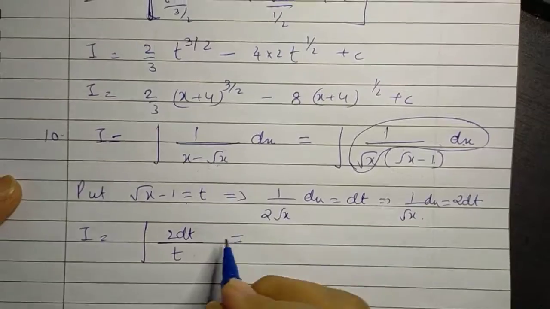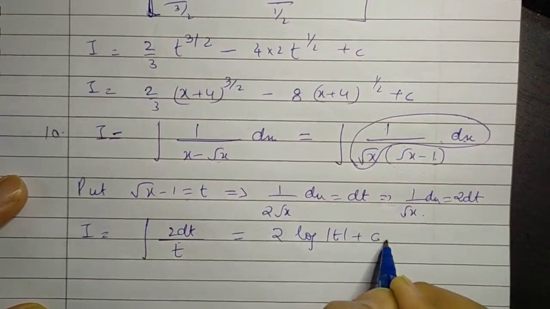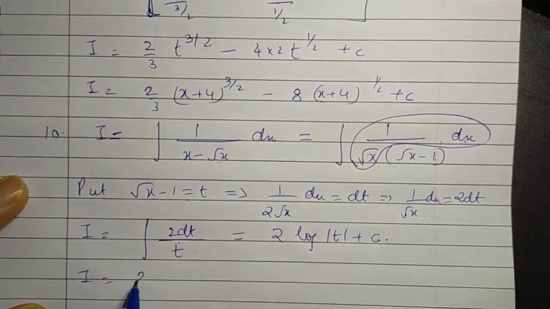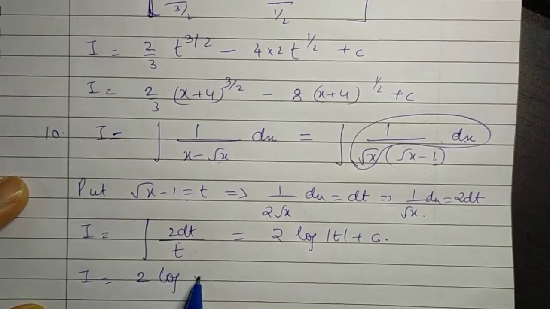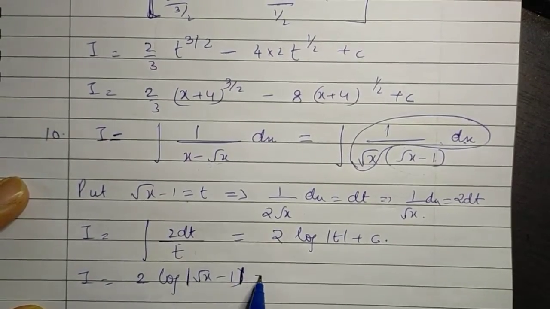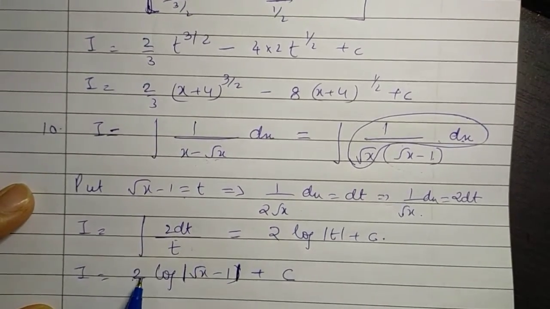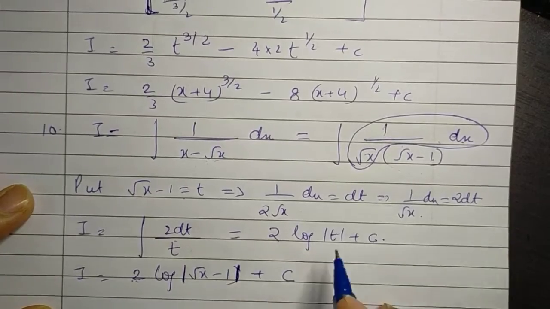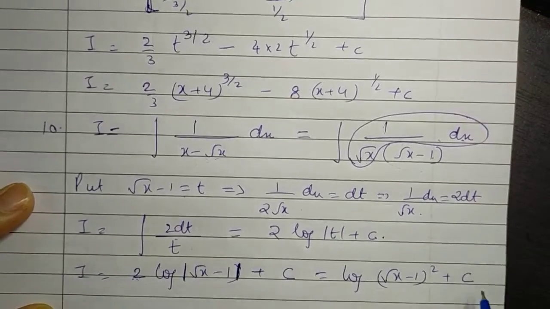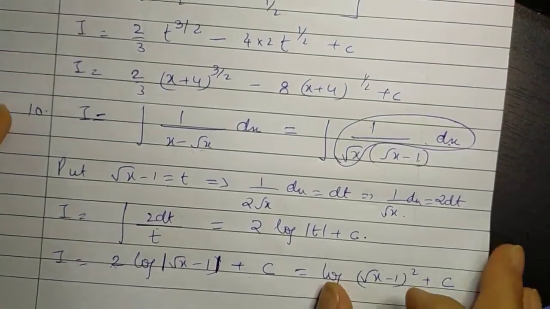Now the integral we know, 2 is as it is, and this is log of mod t plus c. Replace back in terms of x, so what do we get? 2 log of modulus of root x minus 1 plus c, and this is the answer. If you want, you can make this 2 come this side, and this will become log of (root x minus 1) whole squared plus c, applying the properties of logarithms.